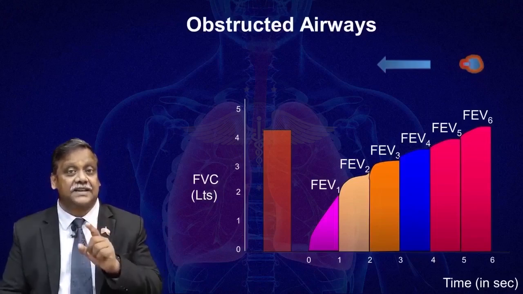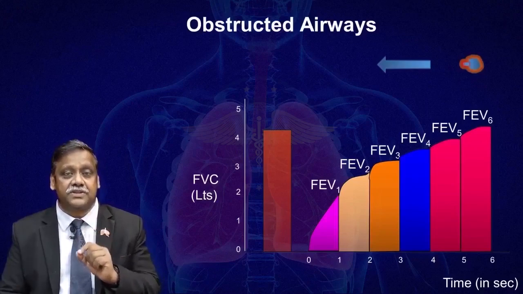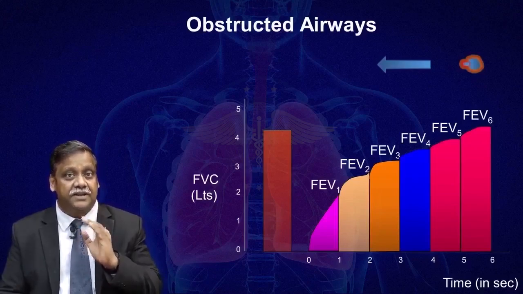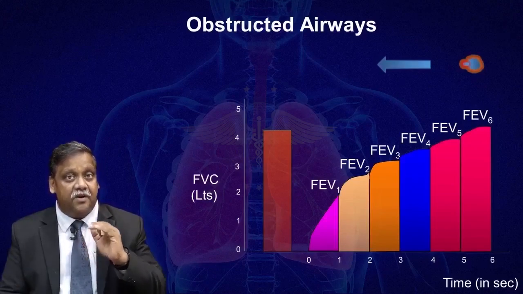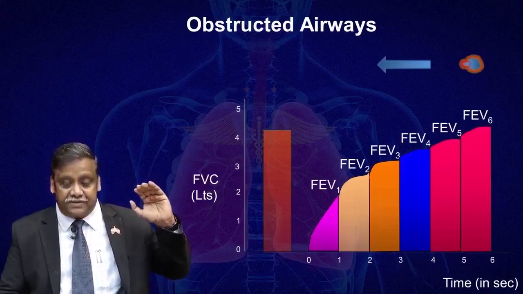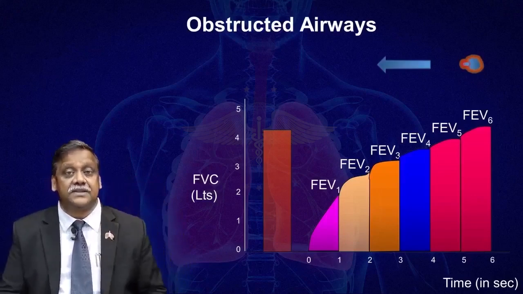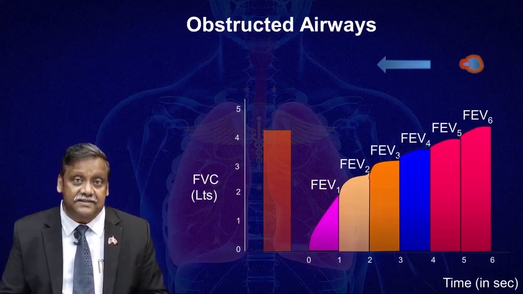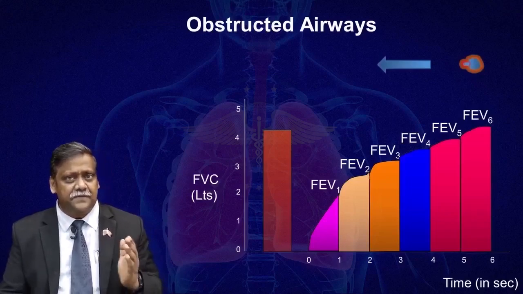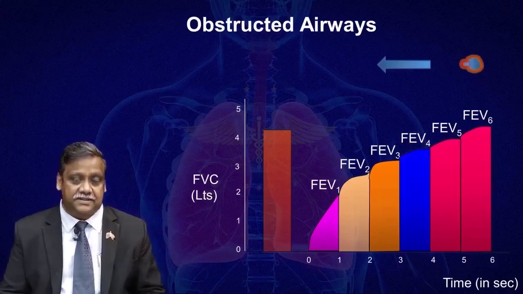Here, it took 6 seconds for all the air to come out. And that is what I want you to appreciate: if you have obstructed airways, then it takes a long time for the air to come out. It takes about 6 seconds. And what is the second thing that I want you to observe? The FEV1 upon FVC ratio is less than 70%. Simple. That is the simple principle that spirometry uses to diagnose obstructive airway disease.